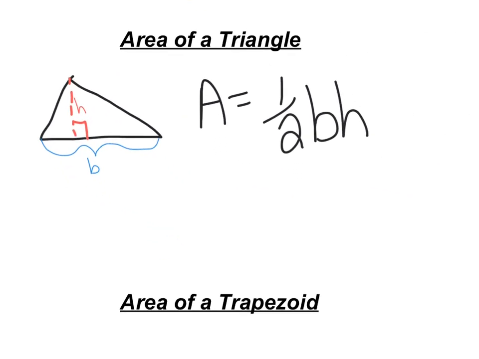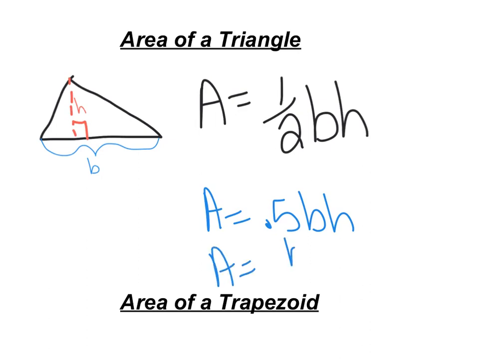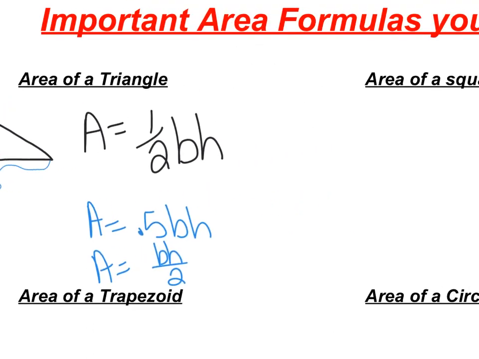And if it makes more sense when you're putting it into your calculator, if you wanted to do 0.5 times the base times the height, that's the same thing. You could also do the base times the height and then divide the whole thing by 2. All of those are equivalent, just a matter of how you want to actually put it into your calculator.